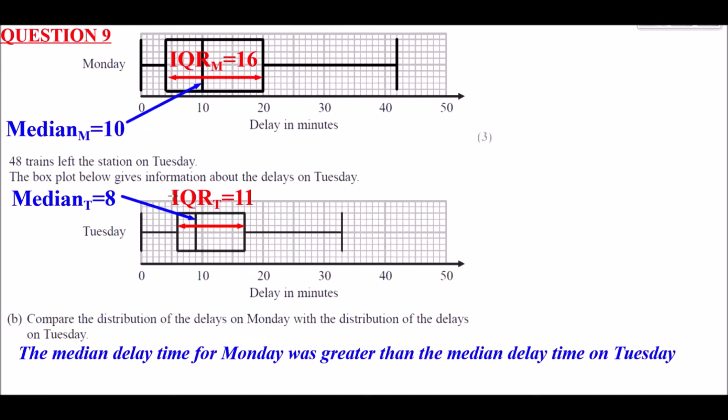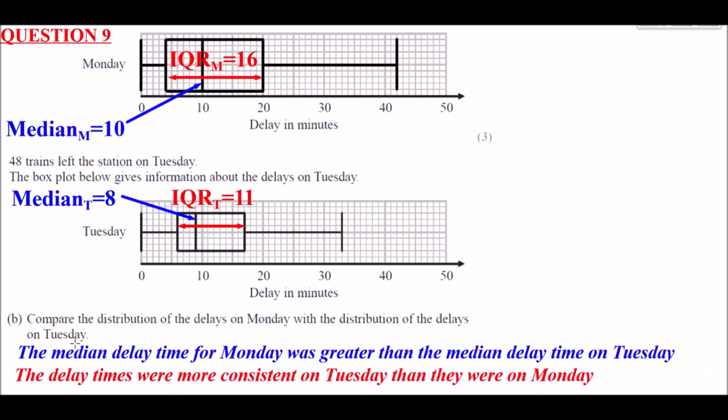And if you can, it's probably worthwhile comparing the distributions in context. So comparing the interquartile ranges, you could just say, I suppose, the interquartile range on Monday is greater than for Tuesday, but the interquartile range is a measure of spread. The smaller the interquartile range, the more consistent the data is. So because the interquartile range is smaller on Tuesday and greater for Mondays, we can say that the delay times were more consistent on Tuesdays than they were for the Monday, because the interquartile range is smaller on Tuesday than it is for Monday.